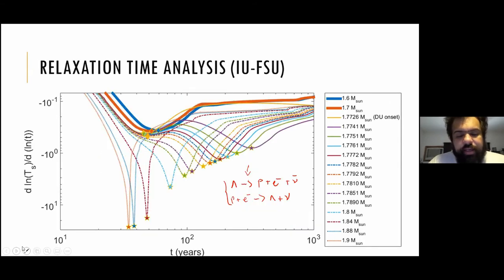What I think might lead to a very similar behavior is if we have quark matter, like a hybrid star, and then we have the onset of quark matter. My gut feeling, and we're investigating this now, is that we're going to have a very similar effect, but I'm not sure, we have to see.